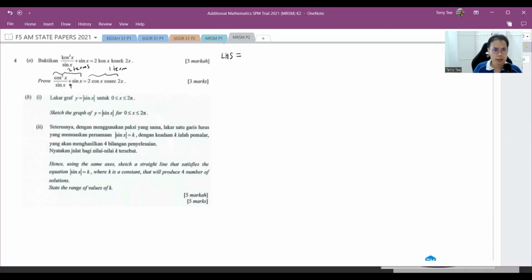I think if I start from the left-hand side, cos square, I think we have to perhaps combine this first. This sine doesn't have any denominator, so you have to multiply top and bottom by sine. Okay, maybe I write one extra step for you. There is a sine x here, so you multiply top and bottom by sine. So what we have here is cos square x plus sine square x over sine x.